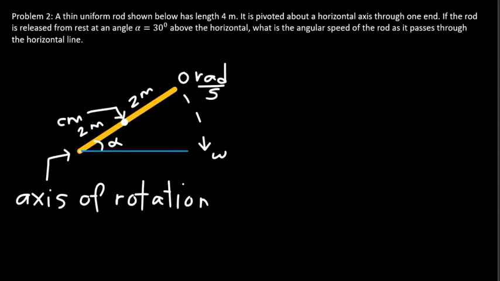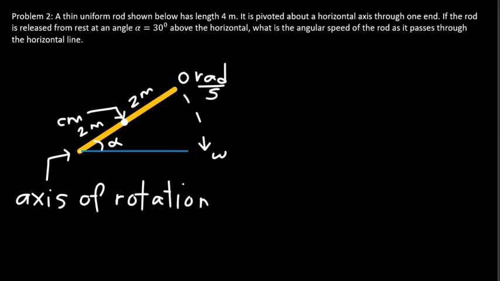Problem 2. A thin uniform rod shown below has a length of 4 meters. It is pivoted about a horizontal axis through one end, so that is the axis of rotation, and it's coming out of the board. Now if the rod is released from rest at an angle of 30 degrees as shown, above the horizontal, so that's the alpha, what is the angular speed of the rod as it passes through the horizontal line? So this is the horizontal line, and we want to determine its angular speed when it falls like that, namely omega. So this is a problem about energy.